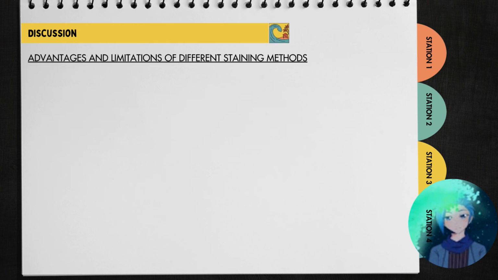Advantages and limitations of different staining methods. Hematoxylin and eosin. The usage is to show tissue morphology. The advantages are that it is simple, fast, widely used, and gives clear nuclear and cytoplasmic contrast. The limitation is that it lacks specificity for certain cell components like lipids or carbohydrates.